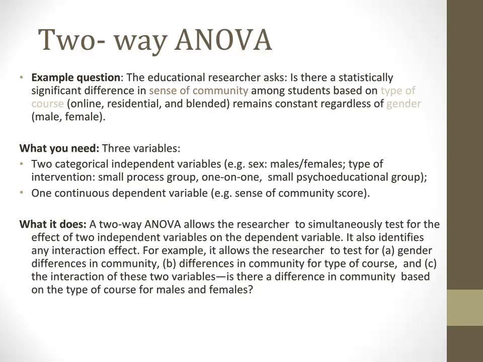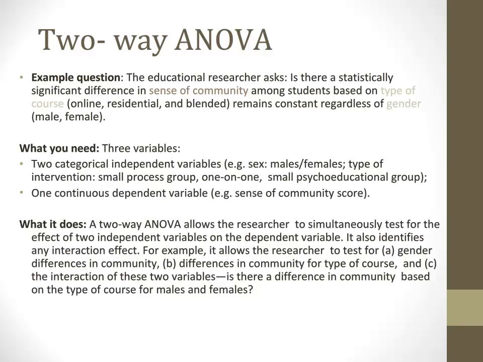Remember when we talked about the one-way ANOVA, the educational researcher simply asks, is there a statistically significant difference in sense of community among students based on their type of course? But maybe this researcher finds some literature that suggests that there may be a difference in community based on gender. So he or she is interested in looking at not only the type of course that individuals are enrolled in, but also how gender interacts with the type of course. So the researcher asks, is there a statistically significant difference in sense of community among students based on the type of course, while gender remains constant, and based on gender?